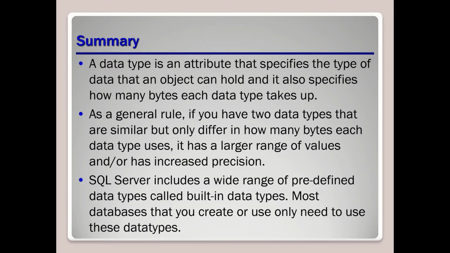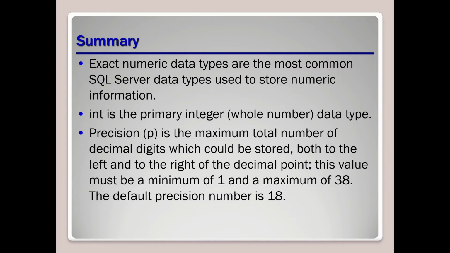A data type is an attribute that specifies the type of data that an object can hold and also specifies how many bytes each data type takes up. As a general rule, if you have two data types that are similar but only differ in how many bytes each data type uses, it has a larger range of values or has increased precision. SQL Server includes a wide range of predefined data types called built-in data types. Most databases that you create or use only need to use these data types.